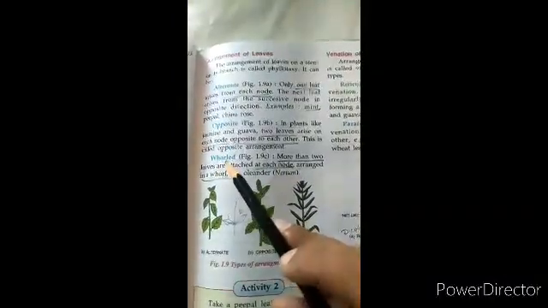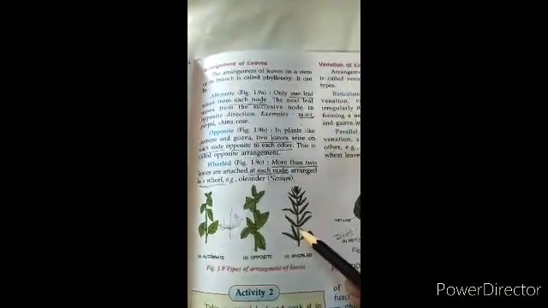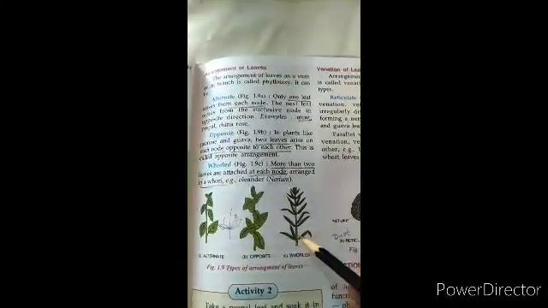Now comes whorled. Whorled means circular. You see here, more than two leaves are attached. So 1, 2, 3. In this case, 3 leaves are attached at one node and they are at different angles. Then as we go further up, again 3 leaves at different angles. On one node we have more than 2, in this case 3 leaves.